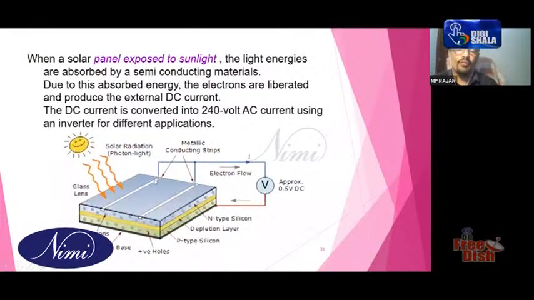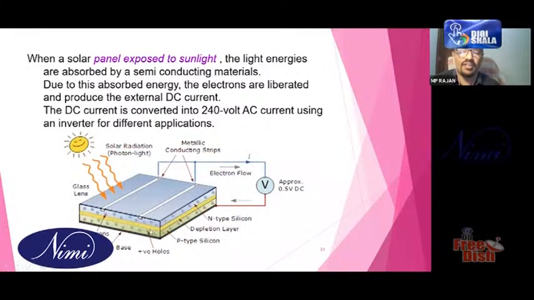Okay. So if you connect this N-type and P-type region through a conductor, you can measure the formation of voltage. This is the light region.